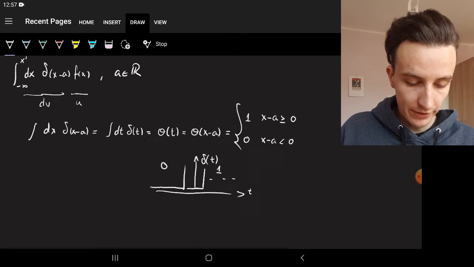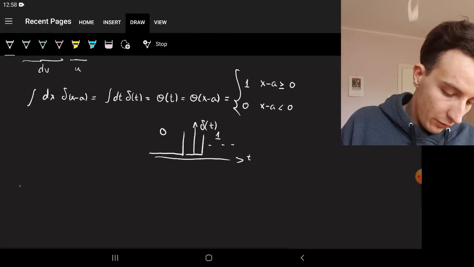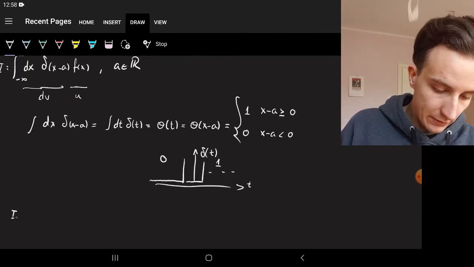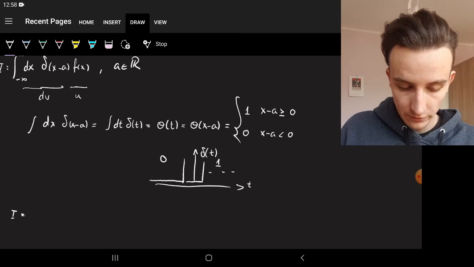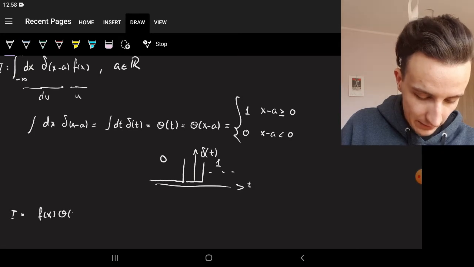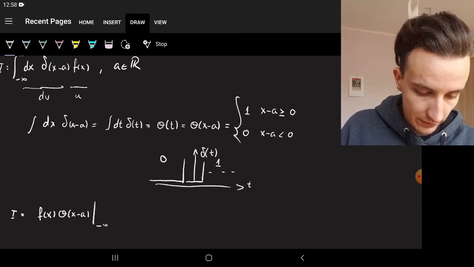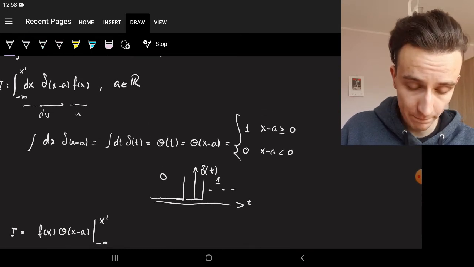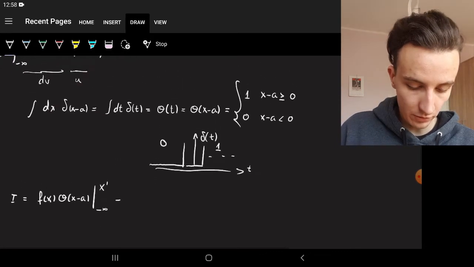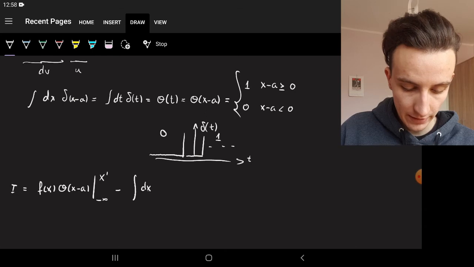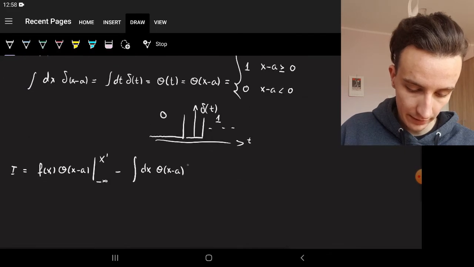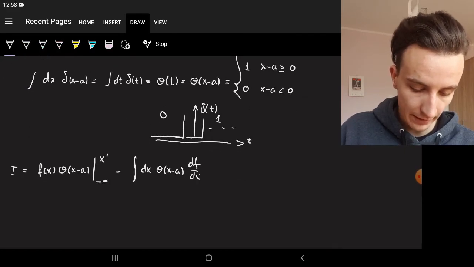Okay, so we've got our dv integrated into v. Let me just call this I. So I is equal to uv, that's f of x times theta of x minus a, evaluated from minus infinity to x prime, okay? And we've got minus the integral of v du. So that's the integral dx of theta of x minus a, and du is just df by dx, again from minus infinity to x prime.